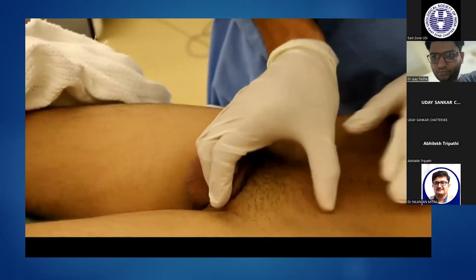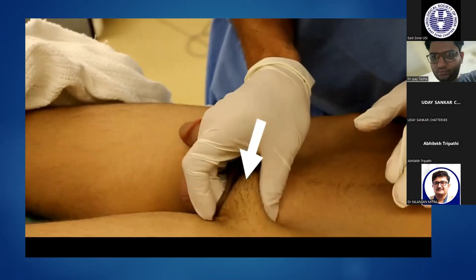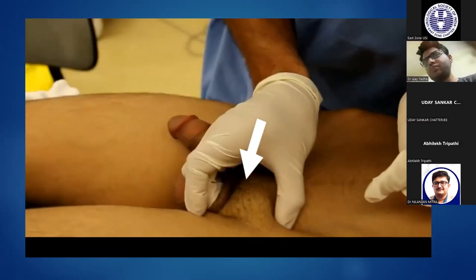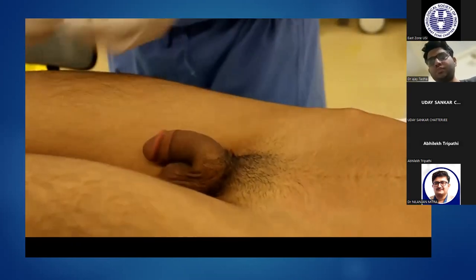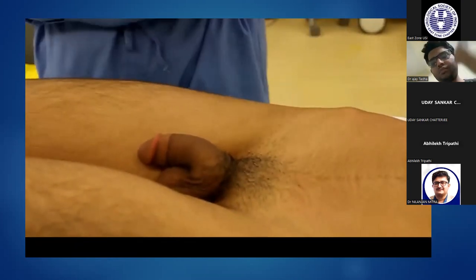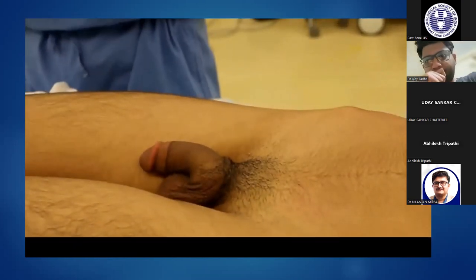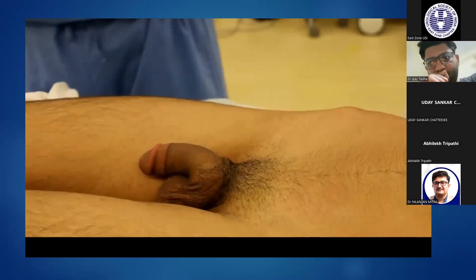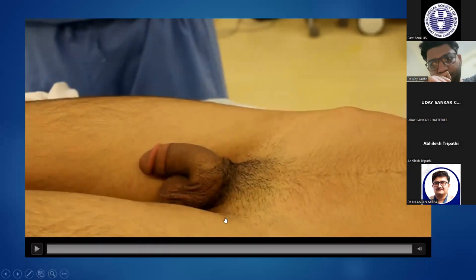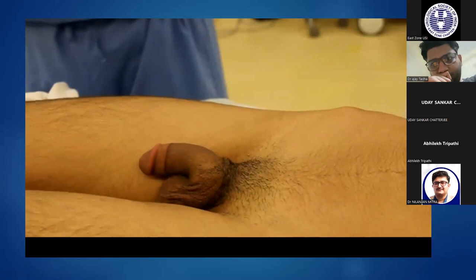In our case, on inspection, the abdomen is scaphoid, umbilicus central in position, no lump, no venous prominence is seen in the abdomen. Right testis is in the scrotum, left side scrotum is underdeveloped. On palpation, it was soft, non-tender, no lump, no organomegaly seen. Left testis is vaguely palpable in the deep inguinal ring. The meatus is normal. So how would you like to proceed?